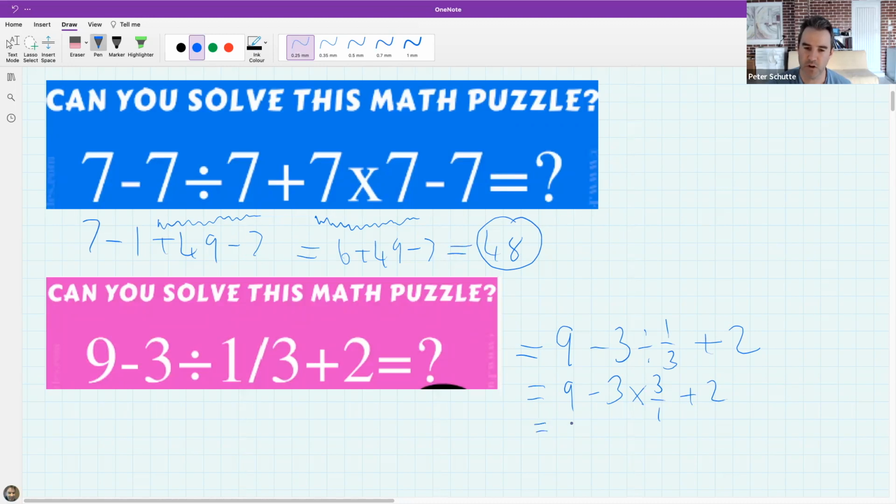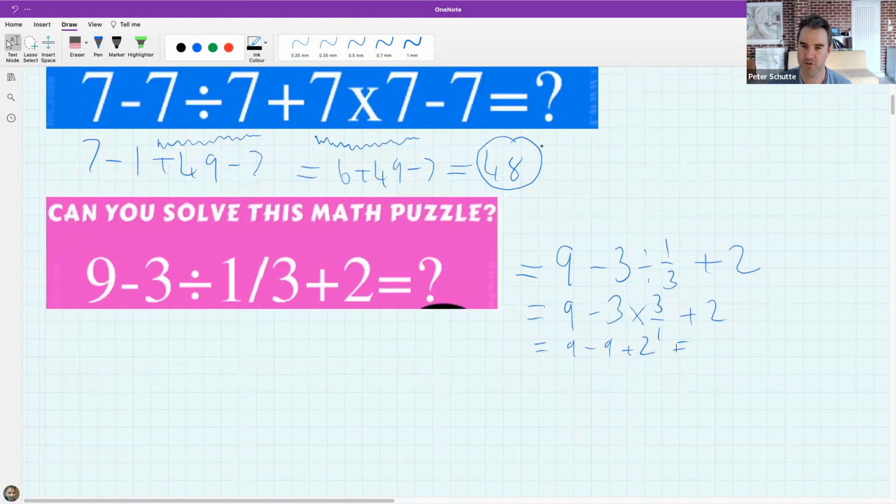So for the second one, I just use basically that top and times technique, right? If you've got 3 divided by a third, it's the same as saying 3 times 3 over 1. And then that means I end up with this minus 9 here. And that basically means that 9 minus 9 is 0. And the final answer is 2, which is what I saw popping up in the chat very, very fast.